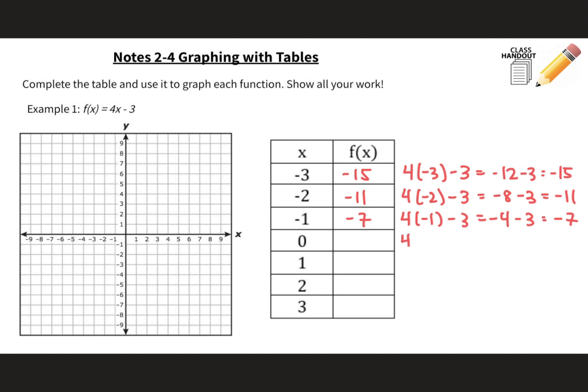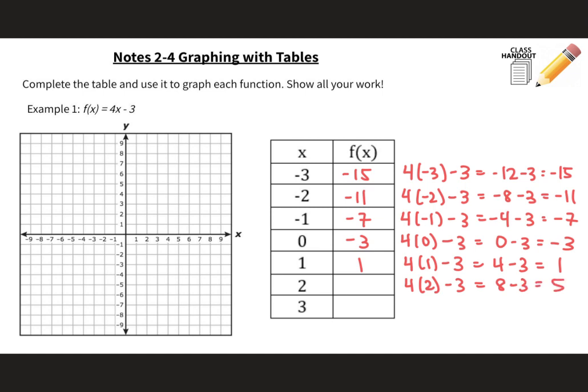Now we're going to plug in 0. 4 times 0 minus 3. So that's going to be 0 minus 3, which is going to be -3. Now we're going to plug in 1. 4 times 1 minus 3. 4 times 1 is 4. Subtract 3. That's going to give me 1. Now we're going to plug in 2. 4 times 2 minus 3. That's going to be 8 minus 3, which is 5. And lastly, we're going to plug in 3. So 4 times 3 minus 3. So 4 times 3 is 12. And 12 minus 3 gives me 9.